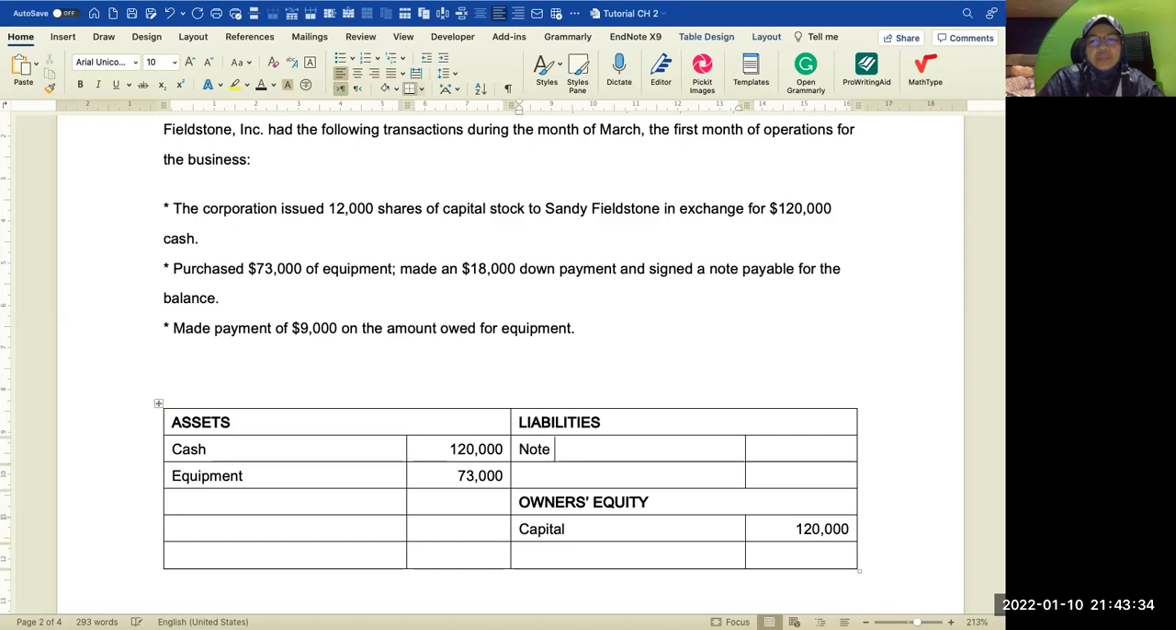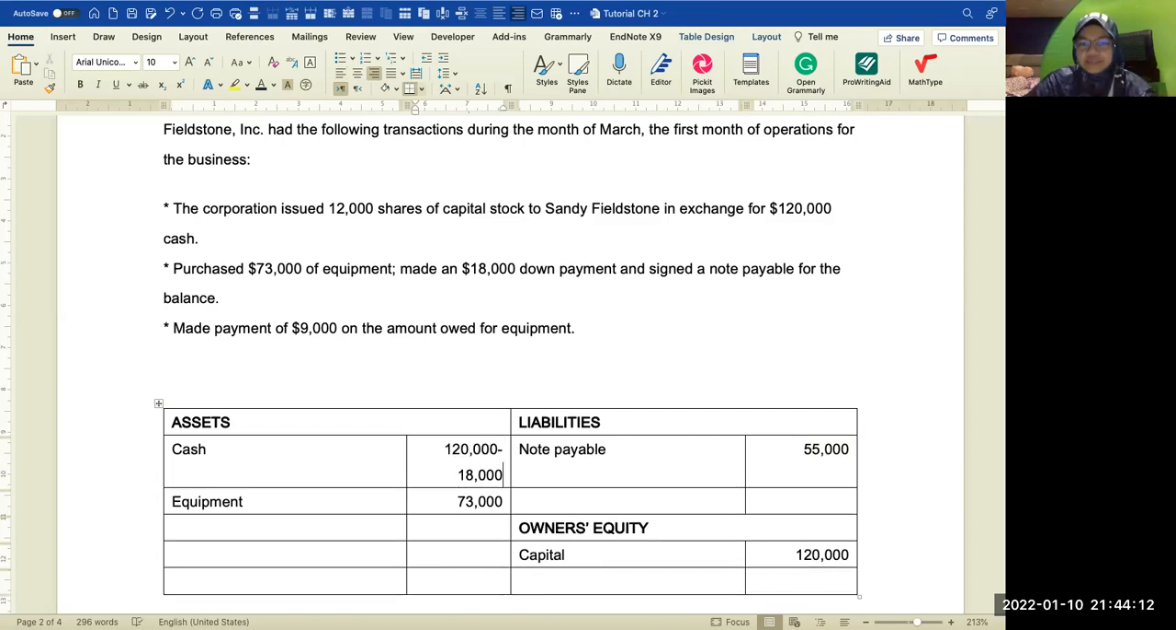We're going to open up a note payable. And 73 minus 18, how much is that? 73 minus 18 is 55,000. And about cash, cash will be deducted by 18,000. Very good. So I just put here minus cash of minus 18,000.